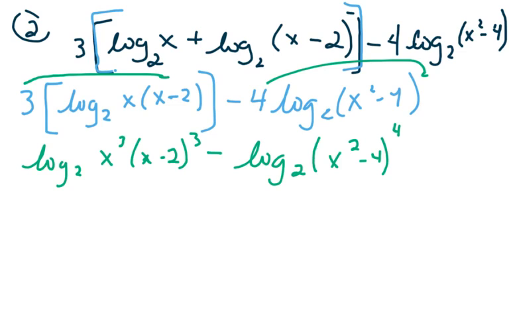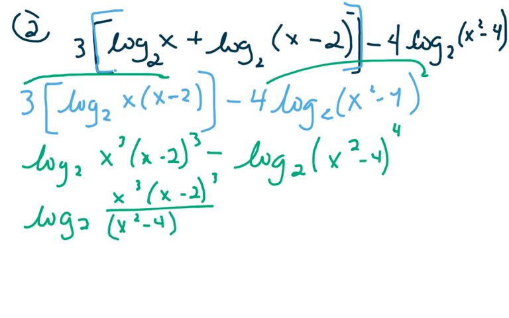Our subtraction is going to condense into log base 2. We're going to have an x cubed. We're going to have an x minus 2 cubed. We are dividing by an x squared minus 4 to the 4th power. Now this can be simplified a little bit. I want you to go ahead and pause the video and get the denominator factored.